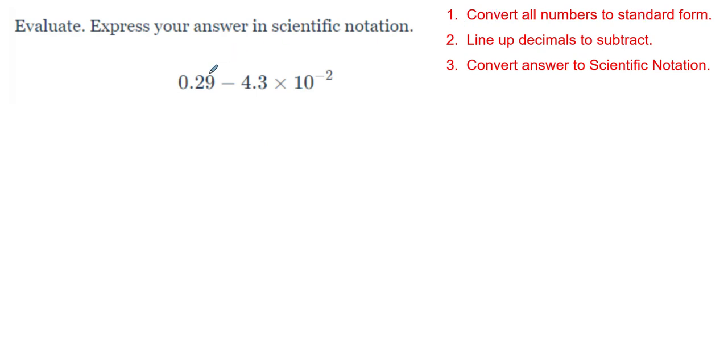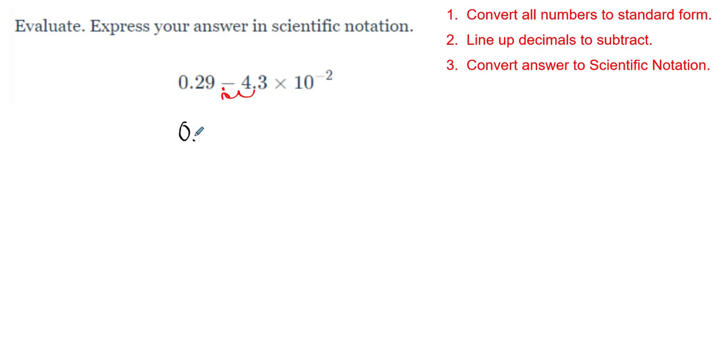Again, convert all numbers to standard form. So we got 29 cents, or 0.29. I have to subtract 4.3 times 10 to the -2. -2 exponent means I'm going to move this decimal 2 places to the left. And it's going to go right here.